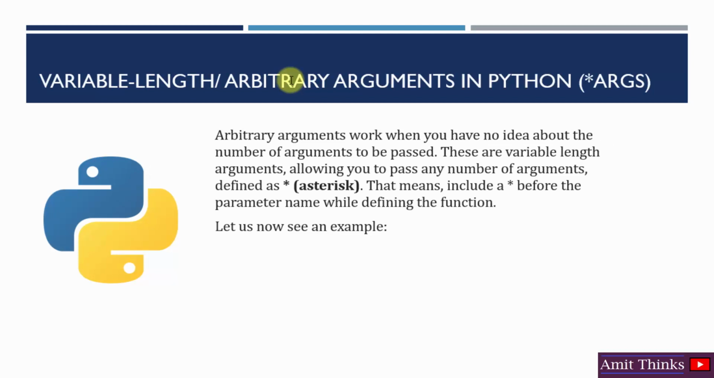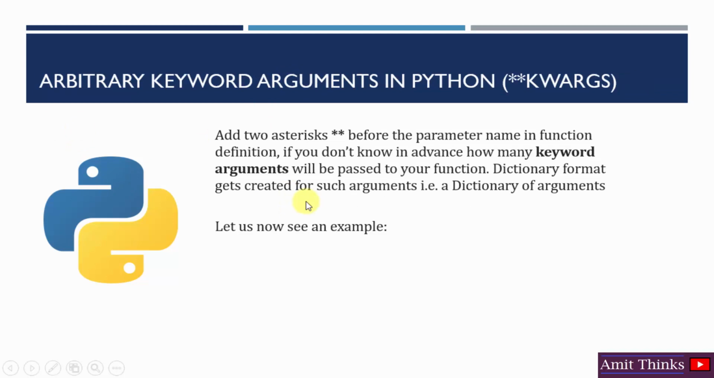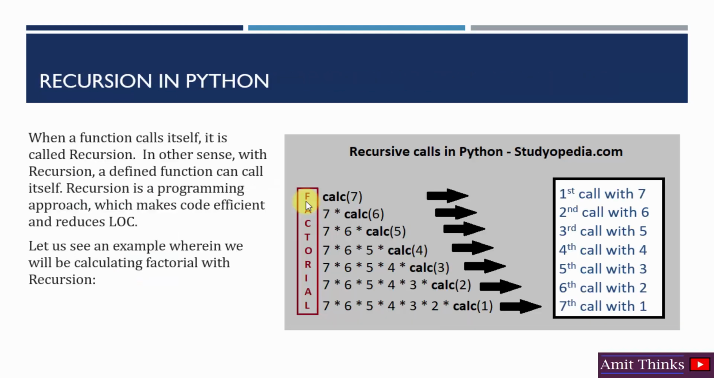Then we saw arbitrary arguments. It works when we have no idea about the number of arguments to be passed. So we use the single asterisk here. In the same way we had these arbitrary keyword arguments. The concept is the same, but you don't know in advance how many keyword arguments will be passed. So we saw all these examples.